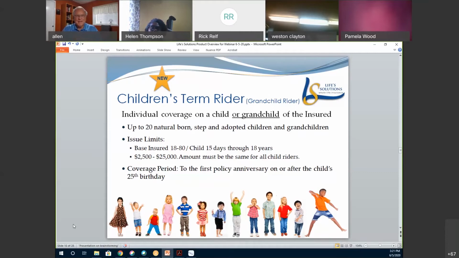The child being insured has to be between 15 days and 18 years, which is pretty standard in the industry. You can buy face amount between $2,500 and $25,000, but here we do insist the amount be the same for all the children. So if you're going to buy Susie a $5,000 rider, then all the kids and grandkids are getting a $5,000 rider. And this stays in force from the first policy anniversary on or after the child's 25th birthday, because that's their time for their final conversion offer. Next slide, please.